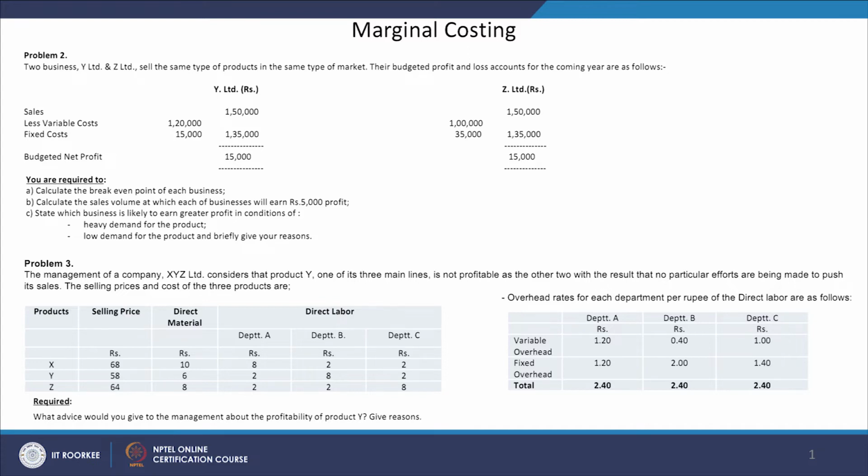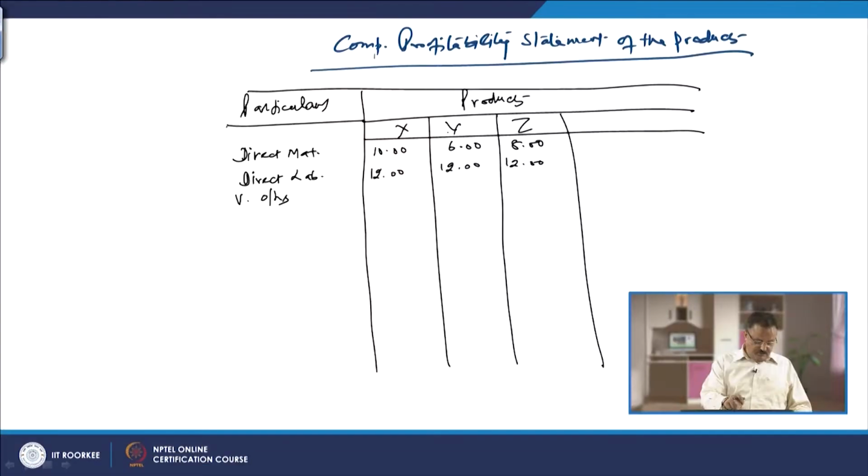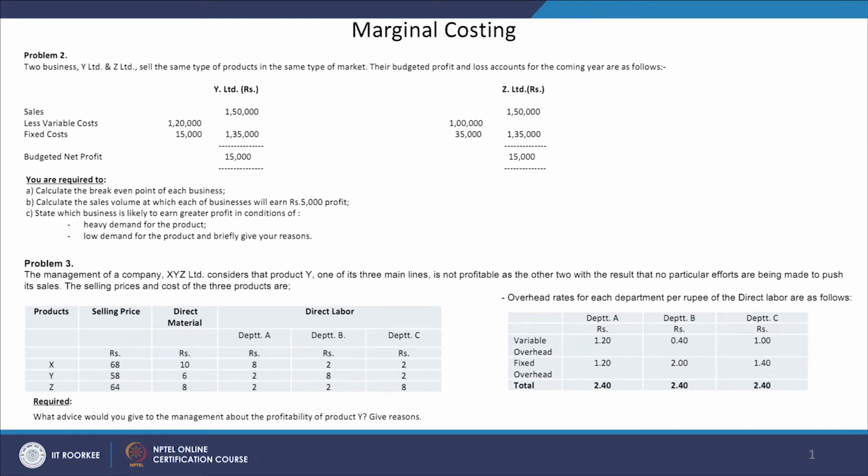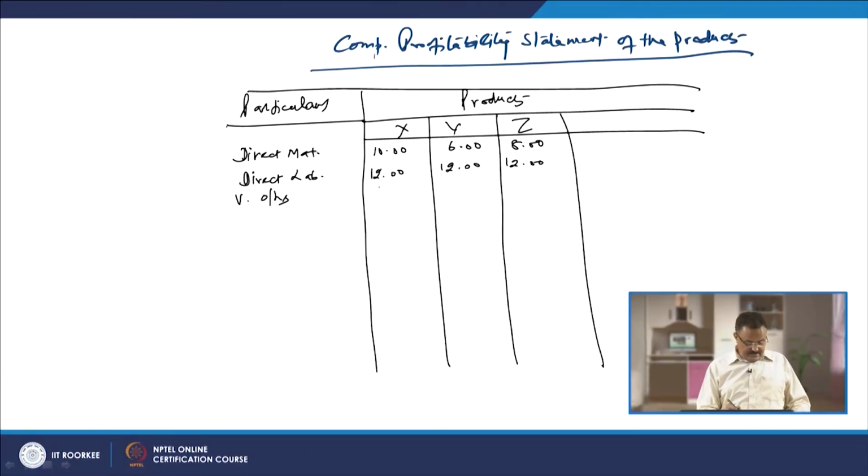So labor is 8 rupees in department A and overheads are 1.20 in department A. So you have to multiply 8 by 1.20, because 1 rupee of labor is equal to 1.2 rupees of overheads in department A. So 8 into 1.2 becomes 9.6. The second one is 0.40 multiplied by 2 rupees of labor, so it is 0.80, and in the third case it is 2 rupees multiplied by 1, so it is 2 rupees. So the total comes out as 9.6 plus 0.80 plus 2, and the total overhead cost becomes 12.4.